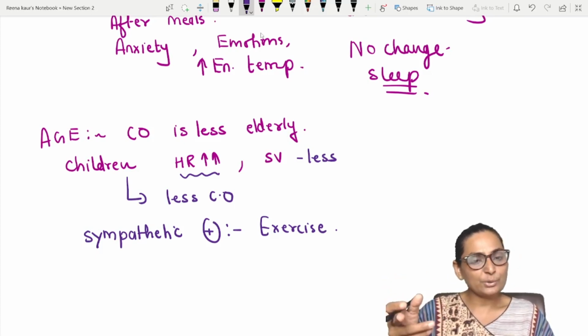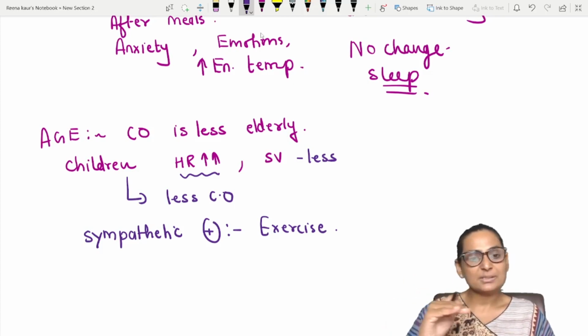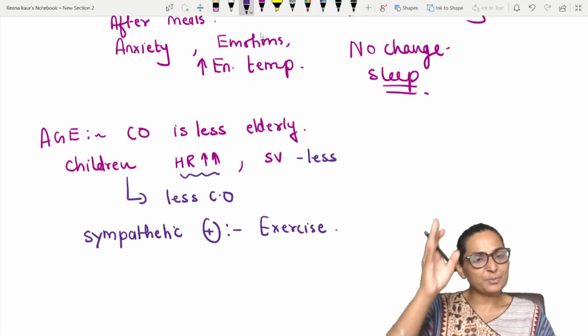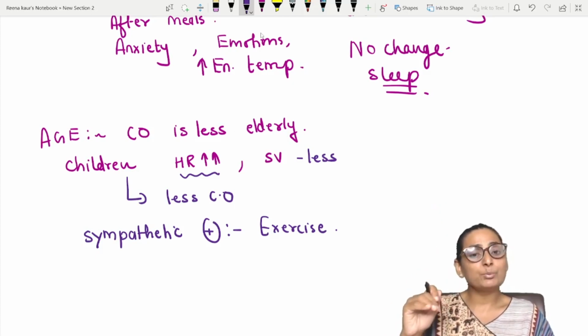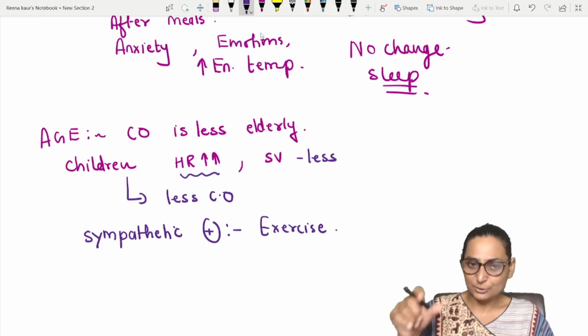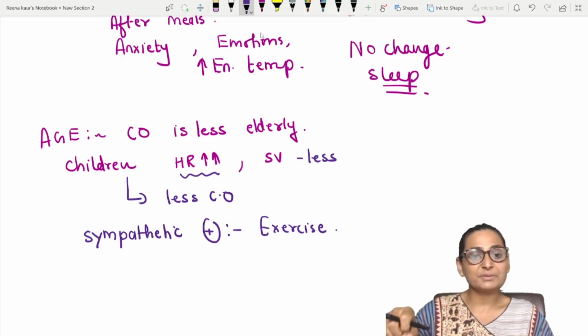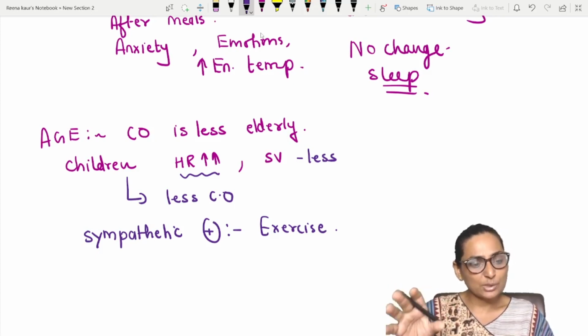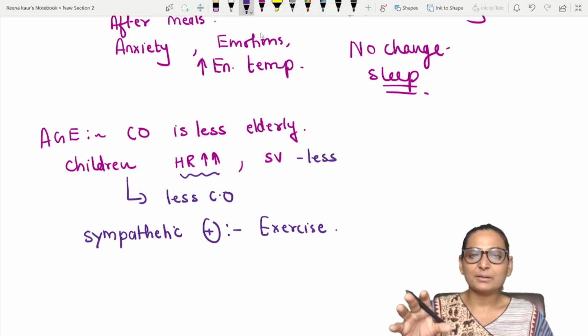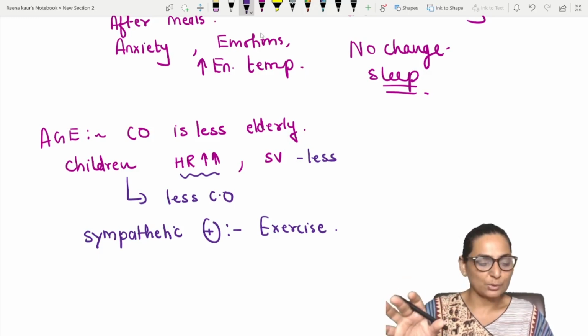And posture, I told you that when you are in a supine position, the venous return is more. As soon as the person stands, there is venous pooling of the blood, or accumulation of blood in the veins of the legs, and the venous return decreases. So these are the physiological factors which are going to affect the cardiac output. This comes as a short note.